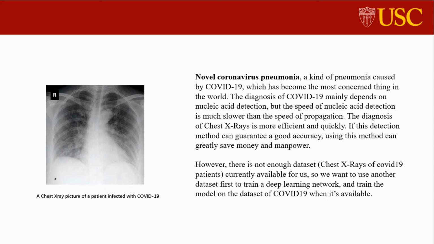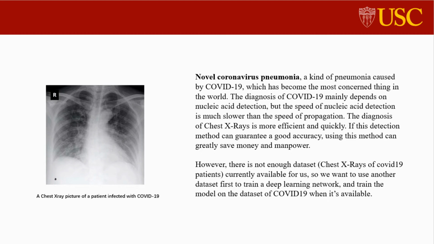Novel coronavirus pneumonia is a kind of pneumonia caused by COVID-19, which has become the most concerning thing in the world. The diagnosis of COVID-19 mostly depends on nucleic acid detection, but the speed of nucleic acid detection is much slower than the speed of propagation of the virus. The diagnosis of chest X-rays is more efficient and quick. If this detection method can guarantee good accuracy, using this method can greatly save money and manpower.